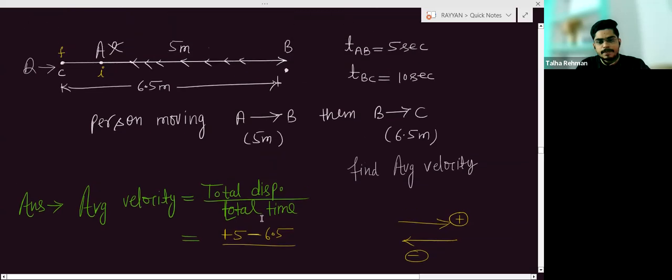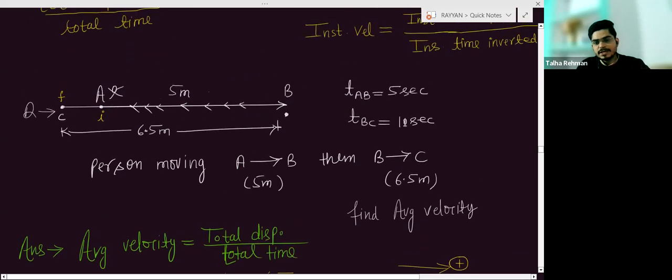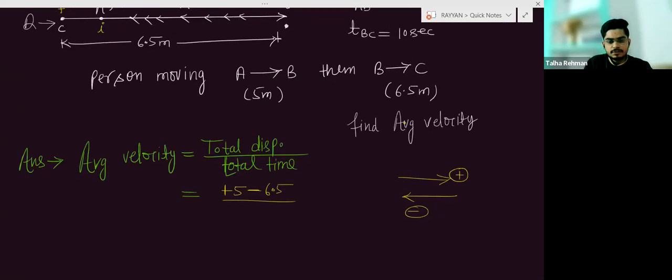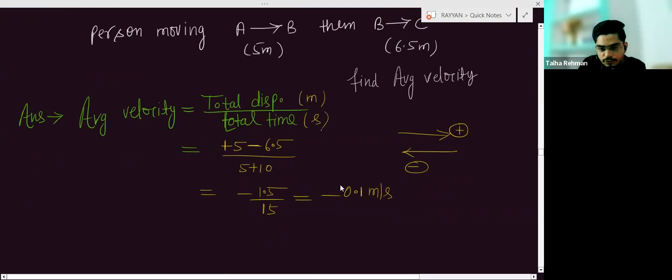So total time we know 5 plus 10, 15. So it will be minus 1.5 divided by 15. So what will be the answer? The answer will be 1 by 10, 0.1 meter, minus 0.1 meter per second. Unit of displacement is meter, and SI unit of time is second.